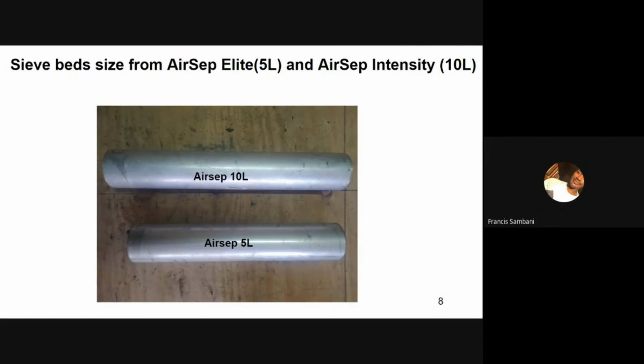So looking at the sieve beds of the AirSep 10 liters and AirSep 5 liters, we can also see that visibly they are different in size, with the 10 liter model being larger and the 5 liter model being smaller.